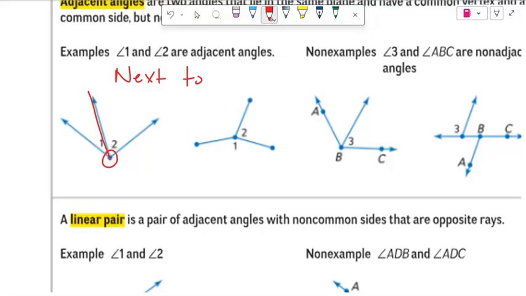Two angles that are next to each other. And they share a vertex and a side. Should have that definition down in your notes already. Okay?